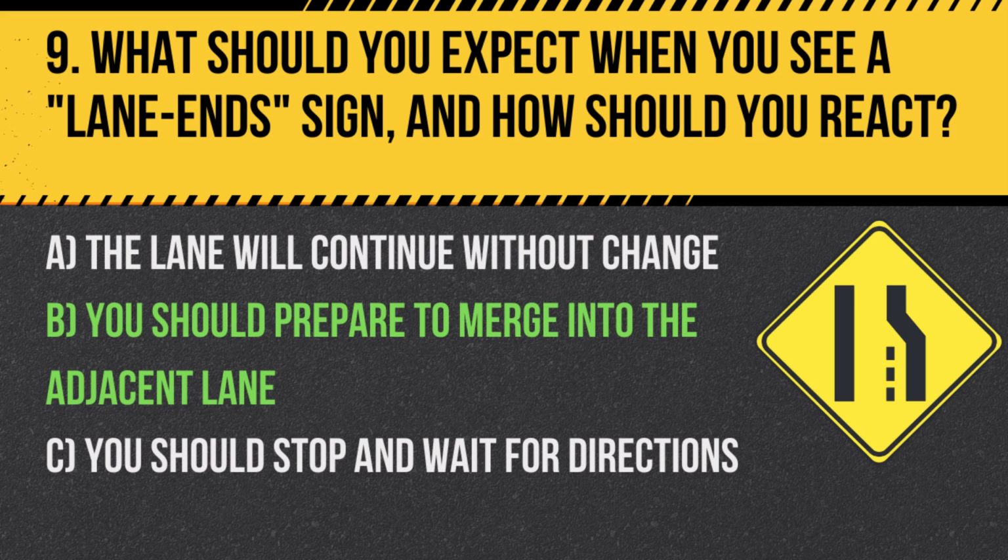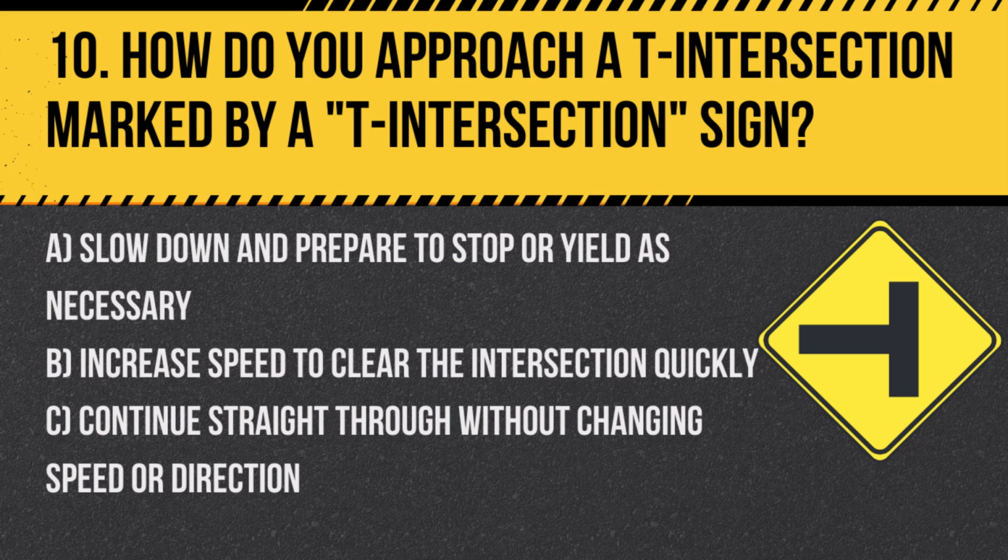A lane end sign warns that the current lane is ending soon, and merging into the continuing lane is necessary. Question 10. How do you approach a T intersection marked by a T intersection sign? A. Slow down and prepare to stop or yield as necessary. B. Increase speed to clear the intersection quickly. C. Continue straight through without changing speed or direction.